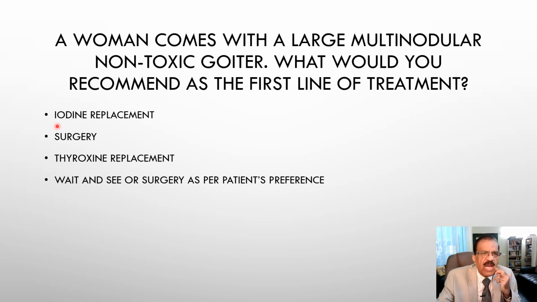So is iodine replacement the first line treatment, or straight away surgery, or thyroxine replacement? Maybe if you give thyroxine, the thyroid gland will be offloaded, and by thyroxine you would suppress TSH, and the stimulation for thyroid growth may be minimized. Maybe that leads to regression of the thyroid gland. Or wait and see, or surgery as per patient preference. Out of 4 options, which one do you think is the best?